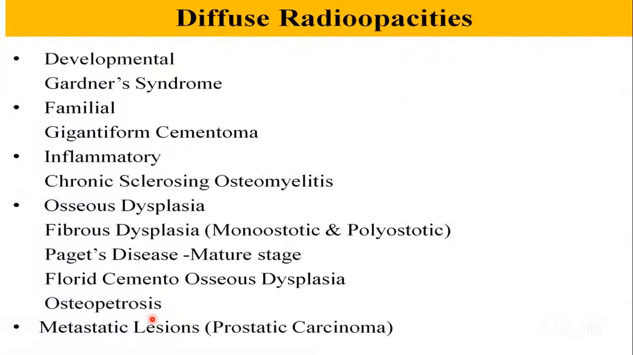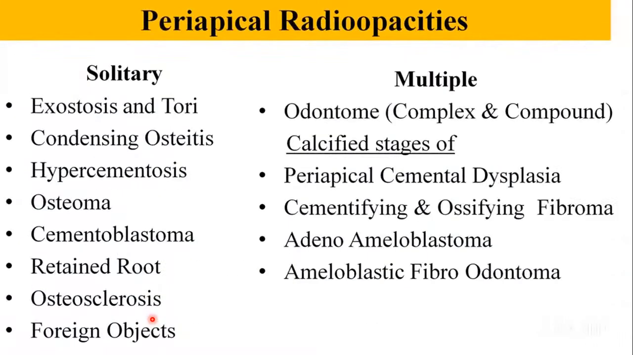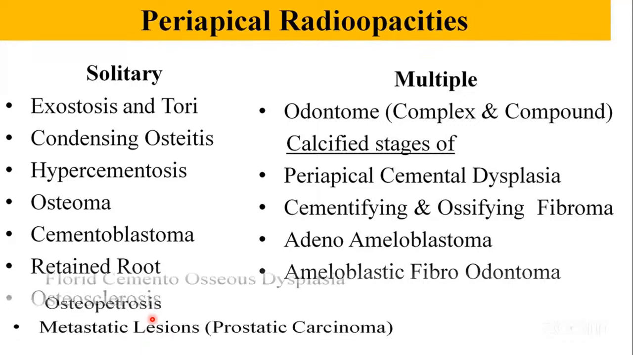Okay, and then, oh sorry, excuse me, periapical radiopacity. We saw periapical radiolucency, right? This is periapical radiopacity. It can be either solitary or multiple. So these are the differential diagnoses for it.